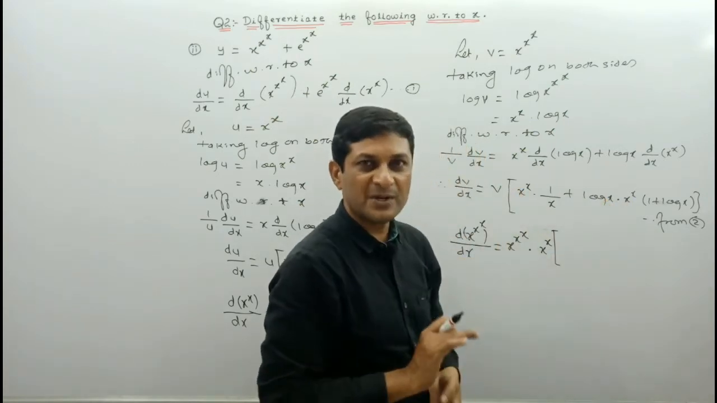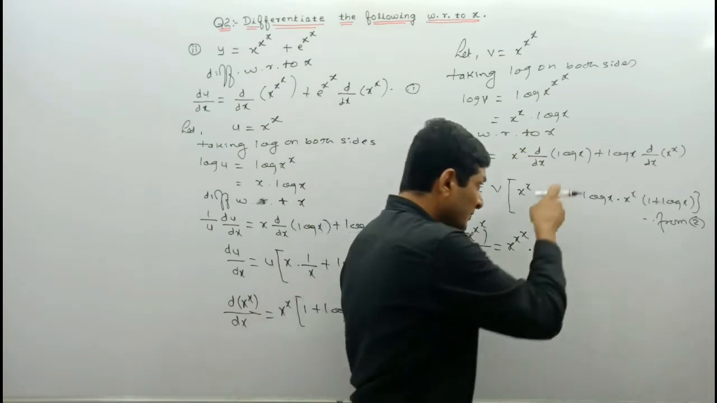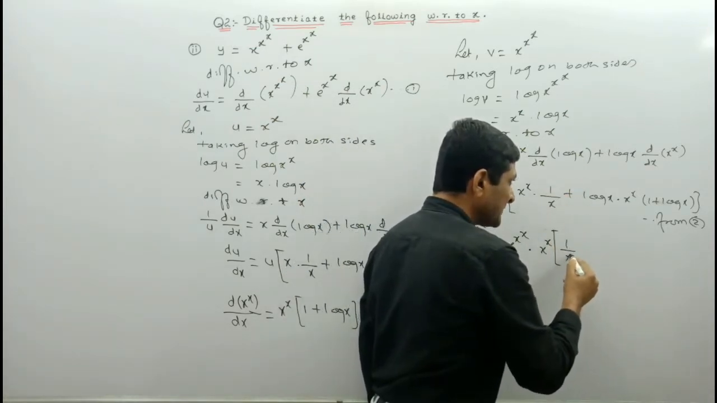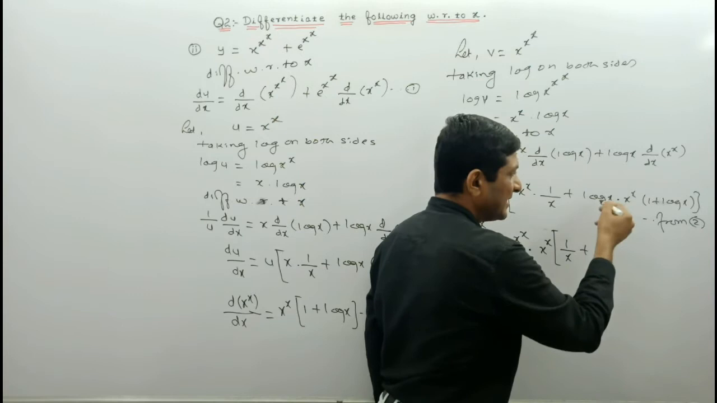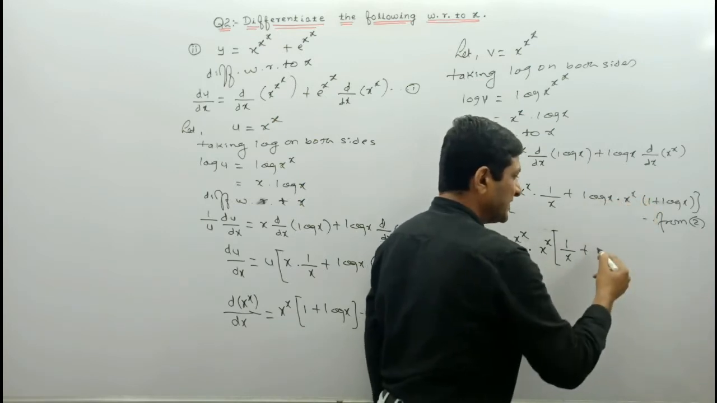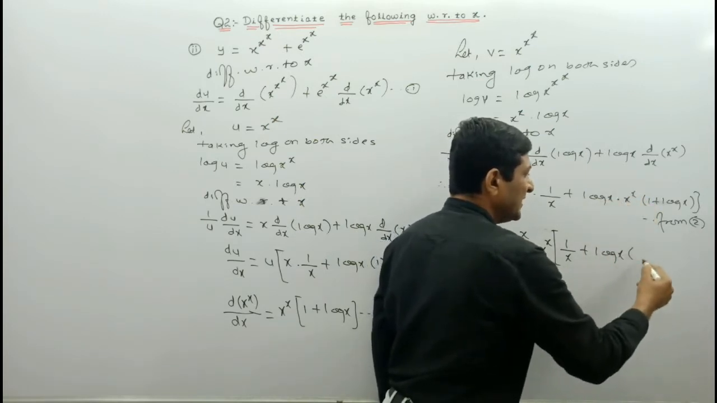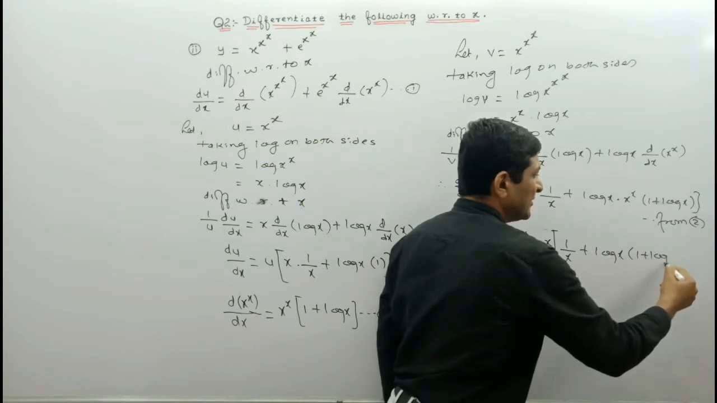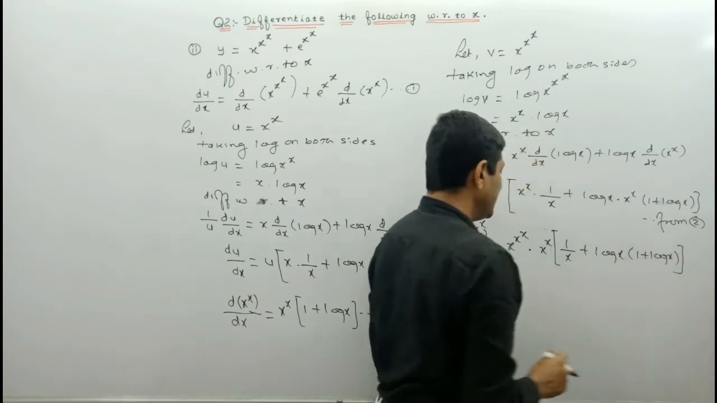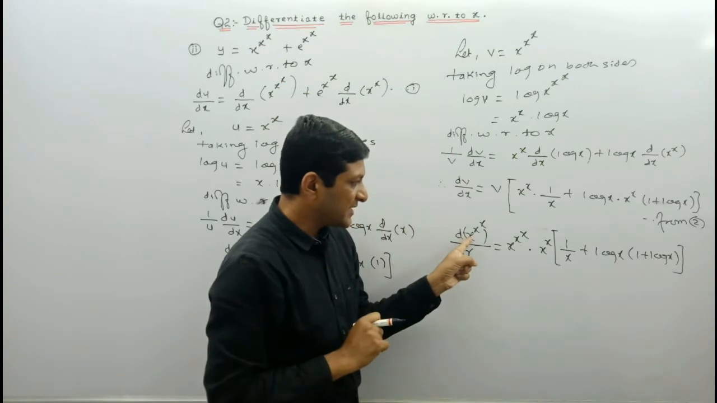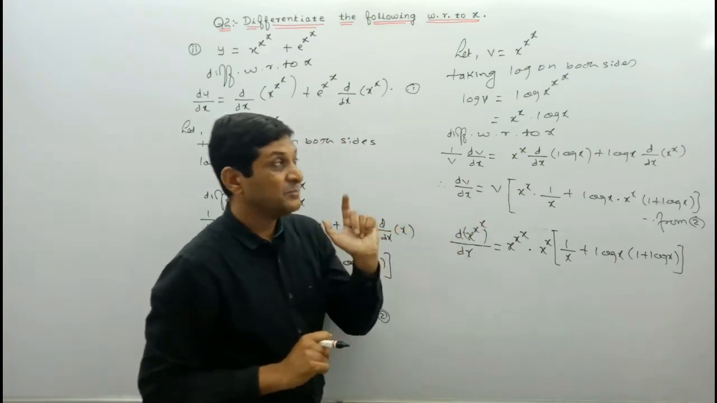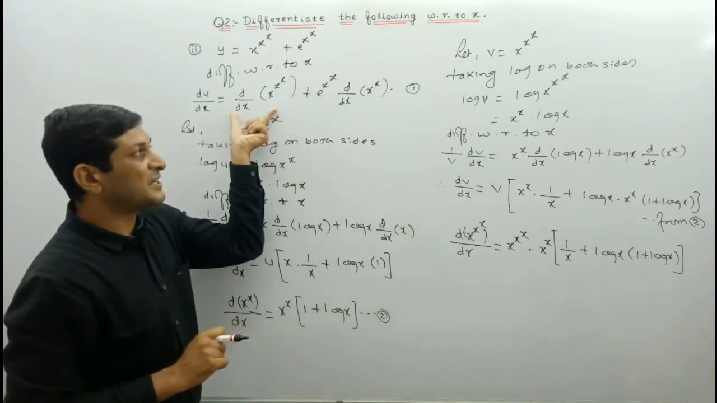x raised to power x, we have taken common from both the terms. So what is the remaining term here? 1 by x plus, and here after taking x raised to power x common, the remaining term is log x into 1 plus log x, isn't it? Now this is the differentiation of x raised to power x, which is nothing but our first required value.